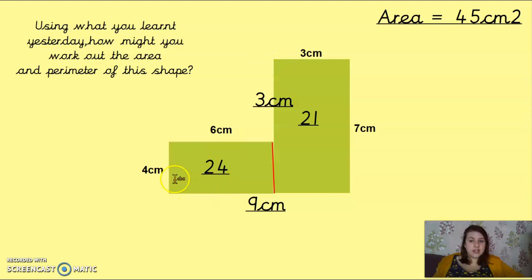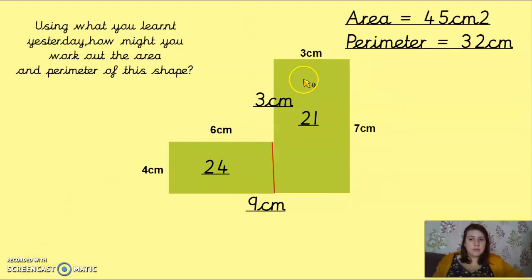So for perimeter, I just need to add up my lengths that were already given to me and the ones that I've worked out myself. So pause the video and have a go at adding up all the sides to make the perimeter. So hopefully when you added them all together, you got 32 centimeters. We don't square the perimeter. So that is what we're going to work on today. It's really easy once you get into the right mindset of splitting the shape up.